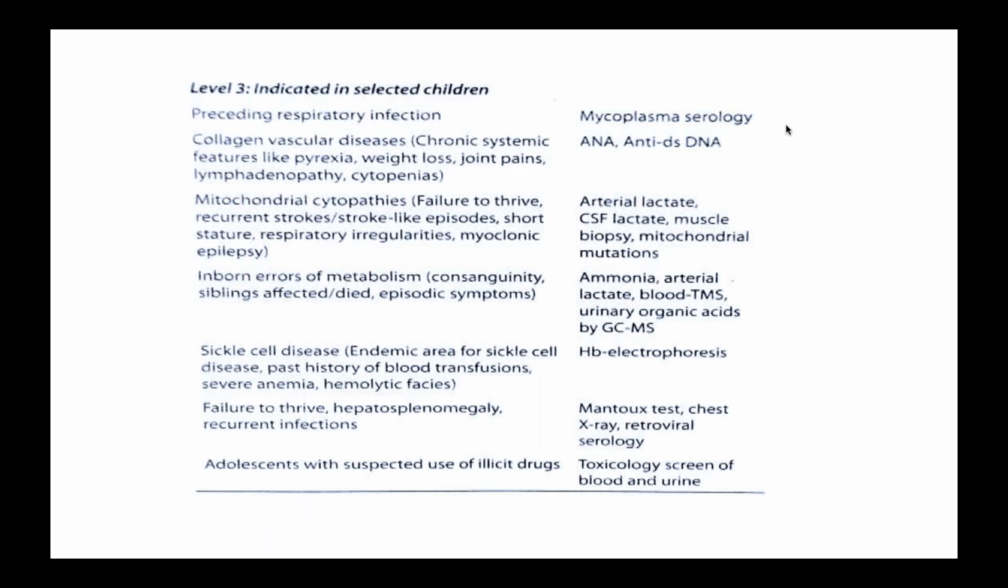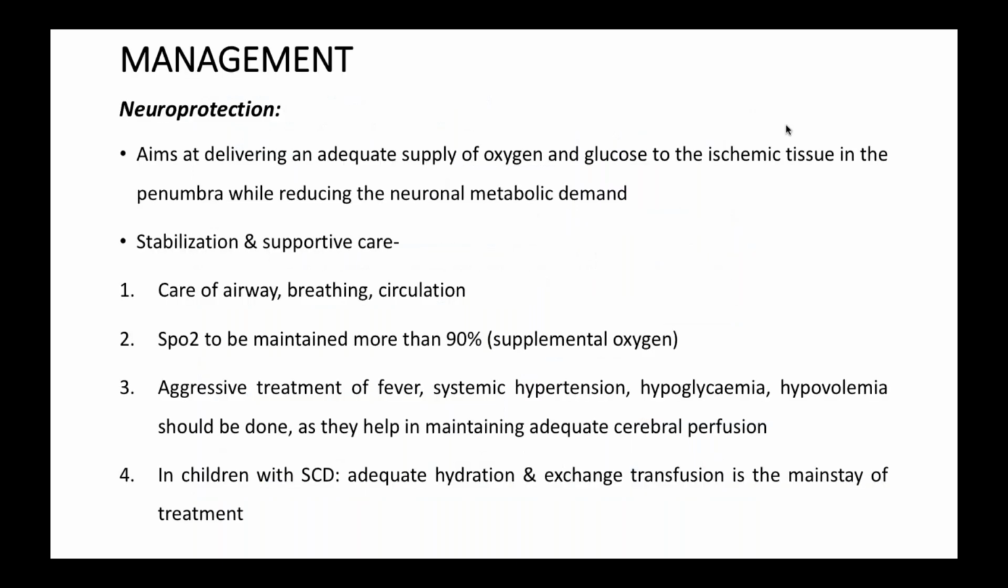If there was a preceding respiratory infection and we are suspecting mycoplasma infection, then a serology may help. If we are suspecting any rheumatological disorder, then ANA profile, anti-dsDNA can be done. Mitochondrial disorders: if there is a recurrent history of stroke, then we go for mitochondrial investigations like lactate, mitochondrial mutations, biopsy, etc. Similarly for IEM, sickle cell disease. Usually TB is ruled out in all. However, it may depend upon the individual countries or the protocol which is being followed. And especially in adolescents, we should rule out suspected use of illicit drugs, drug abuse. So how do we manage?